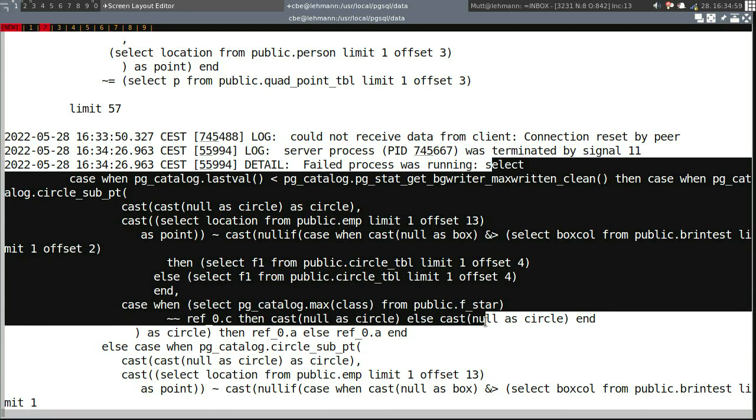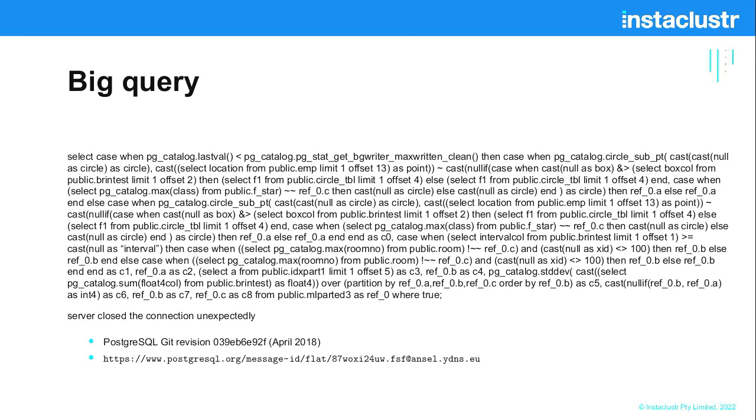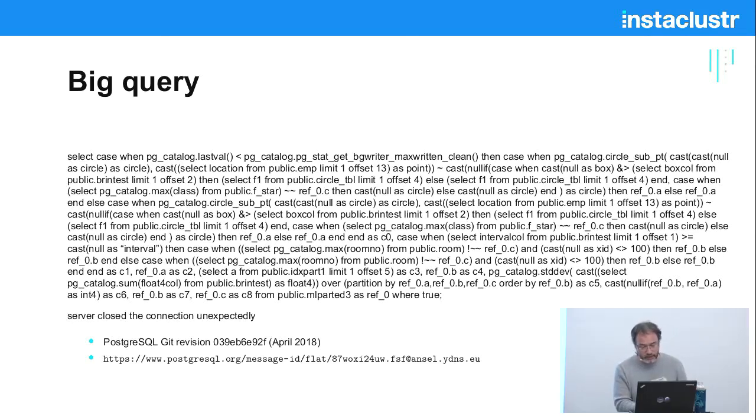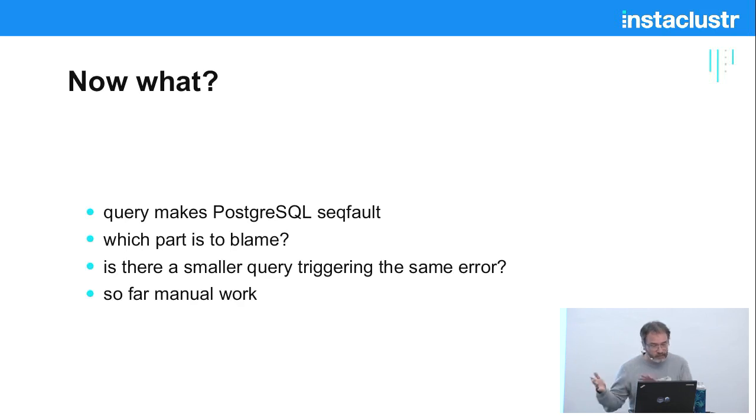Okay, so to actually make this useful, well, the query back then was reported to Postgres upstream. The question is, which part of that query is actually the part that is triggering the seg fault. It's not the whole query, it's just one bit or combinations of bits in there that triggers the actual problem. The question is, can we actually get at what the problem is?